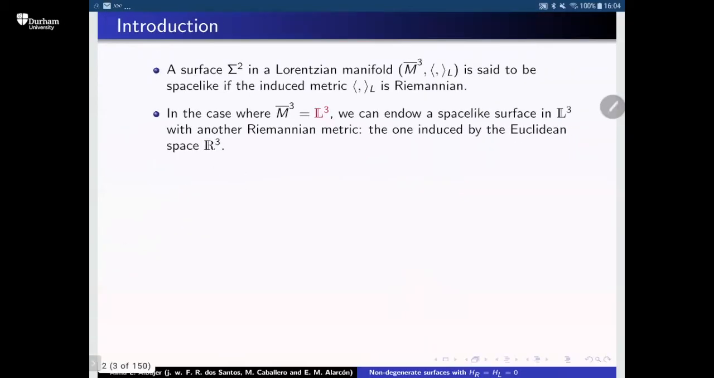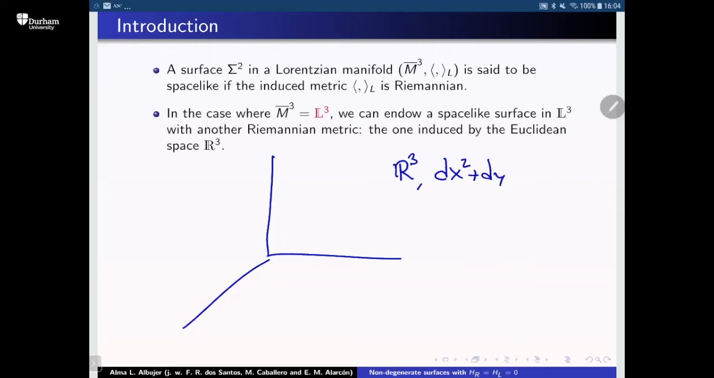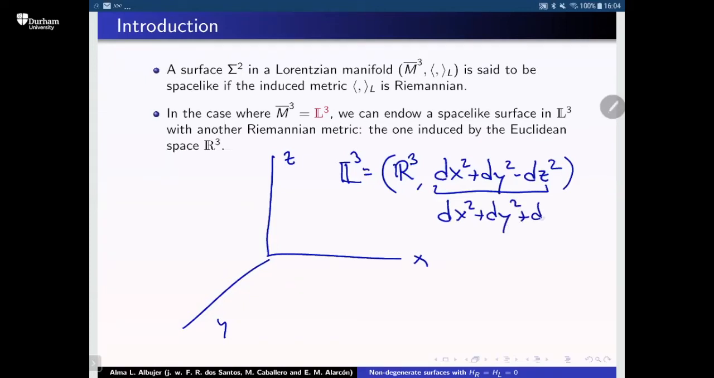The easiest Lorentzian manifold is by far the Lorentz-Minkowski space. The Lorentz-Minkowski space is no more than the topological manifold R3 endowed with the metric dx squared plus dy squared minus dz squared, where x, y, and z are the usual coordinates. And if, instead of this Lorentzian metric, we consider the usual Euclidean metric, we have the Euclidean space, which I will denote, with an abuse of notation, also by R3.